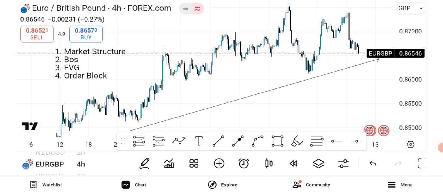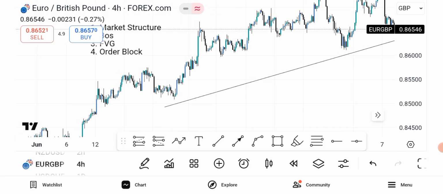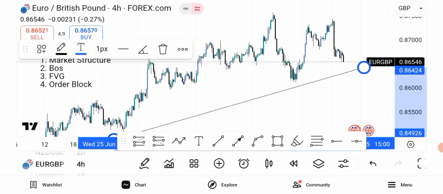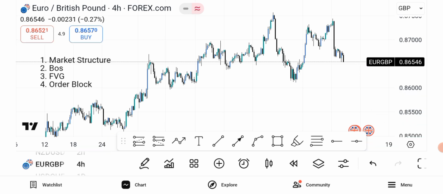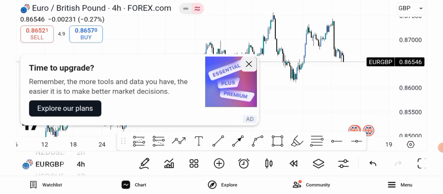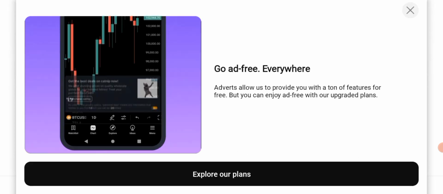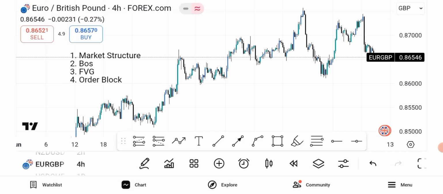And now, this was my first confirmation that we are in an uptrend. Now, market structure, check. Uptrend. The market structure, we found it to be uptrend. Now, break of structures. Since we are involved in an uptrend, I'm going to be looking for break of structures to the upside. Mind you, break of structures to the upside.